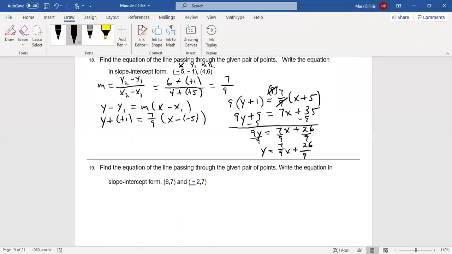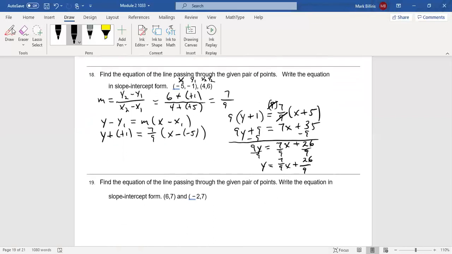Our next example, find the equation of the line passing through the given pair of points. So again, the first thing that we have to do is to find the slope. So since we have 2 points, again, I'm going to label them x sub 1, y sub 1, x sub 2, y sub 2. So the slope formula is m equals y sub 2 minus y sub 1 over x sub 2 minus x sub 1. Now we'll fill in the values.